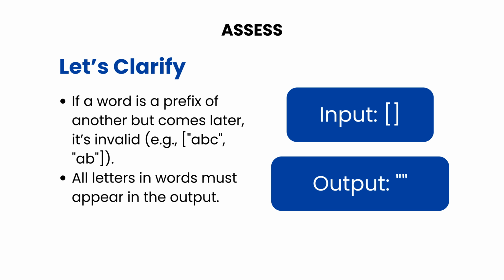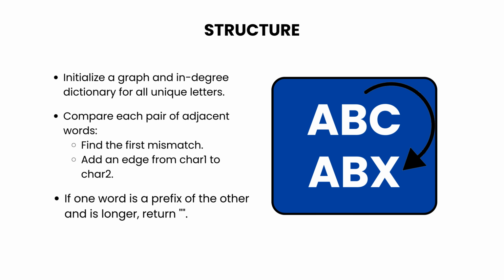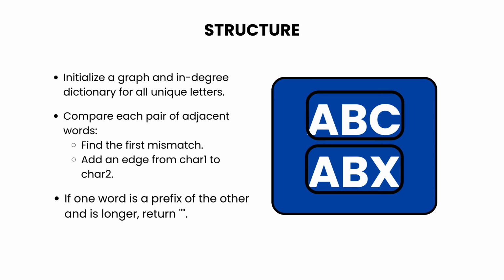Edge cases. Empty word list: return an empty string. Words with the same prefix: skip until the first difference. Cycle in constraints: return an empty string. Initialize a graph, adjacency list, and indegree dictionary for all unique letters. Compare each pair of adjacent words. For each character, find the first mismatch. Add an edge from char 1 to char 2, since char 1 comes before char 2. If one word is a prefix of the other and is longer, return an empty string.